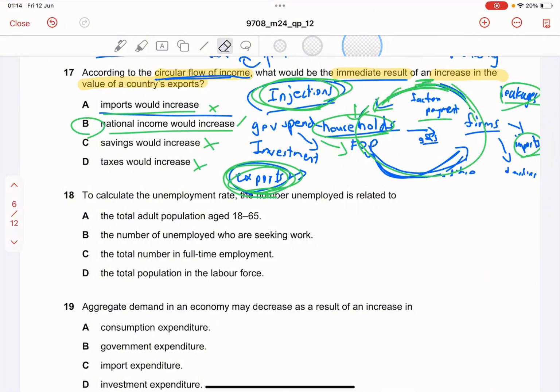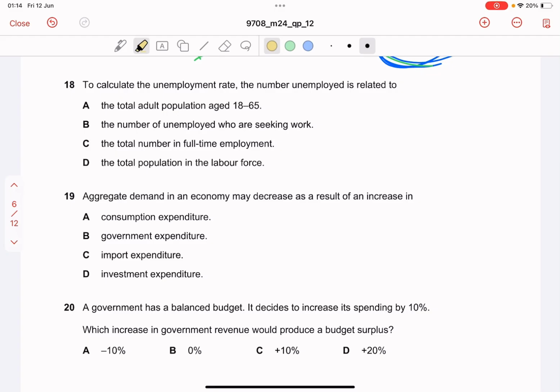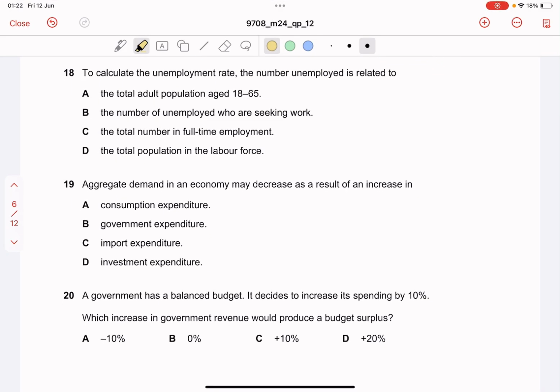Right. Oh God, I'm so sorry for this mess. But anyway, number 18.